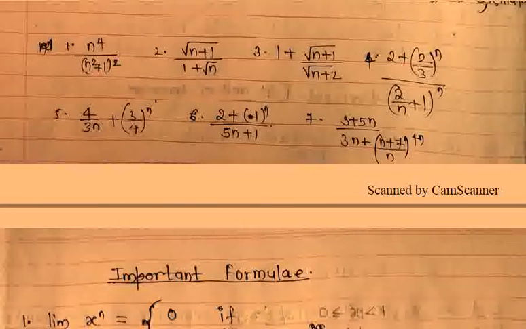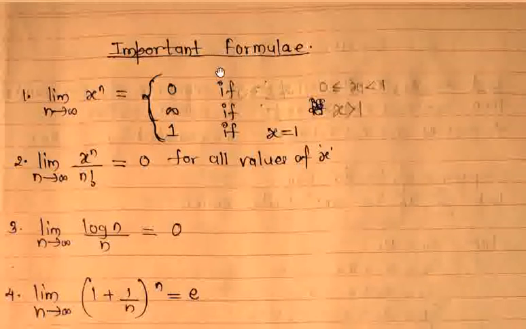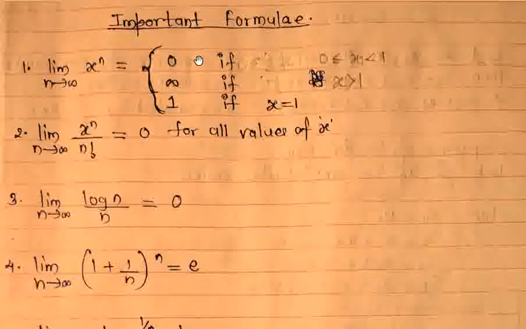Okay, now an important formula. The limit as n tends to infinity of x to the n is equal to 0 if x is greater than or equal to 0 and strictly less than 1, infinity if x is greater than 1, and 1 if x is equal to 1. Now you'll have to use these important formulas in the future for attempting the questions, so I'm not going to go through them.